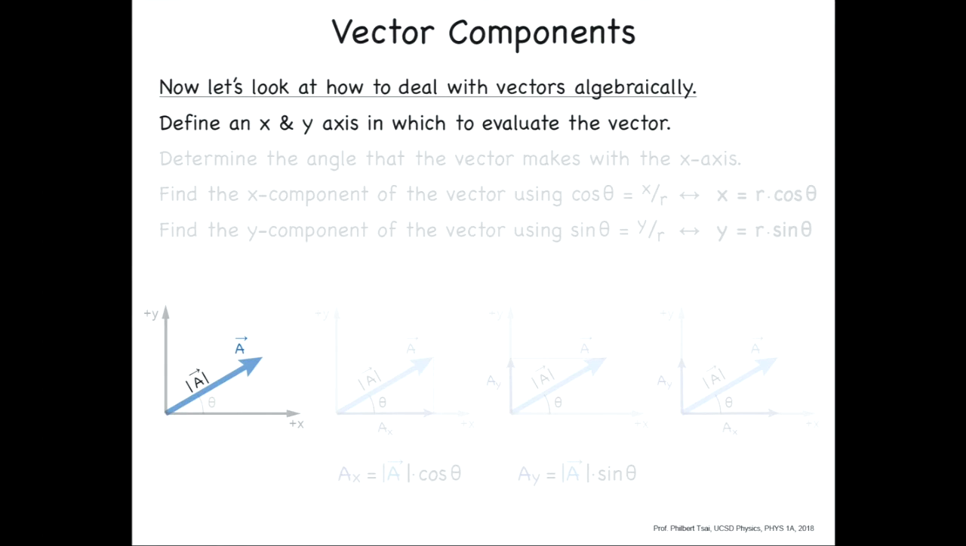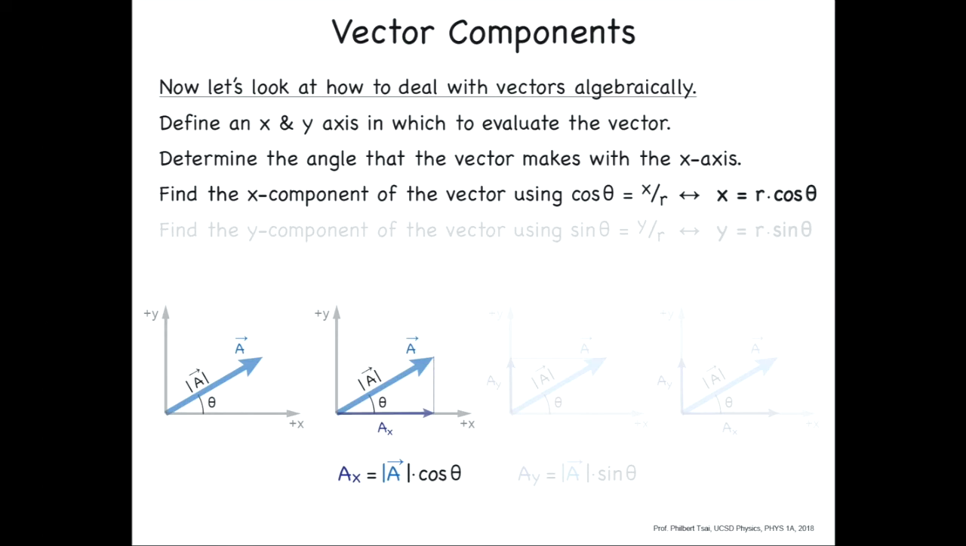So let's go ahead and say we have a vector that's pointing somewhere in the plane of this board. And I'm going to assume that we have an x and y axis. And we want to determine the angle that this vector makes with respect to one of these axes. And our standard convention is to make the x-axis the thing that we measure our angle with respect to. Positive x-axis is what we measure our angle with respect to.